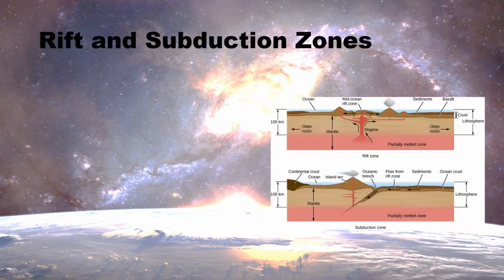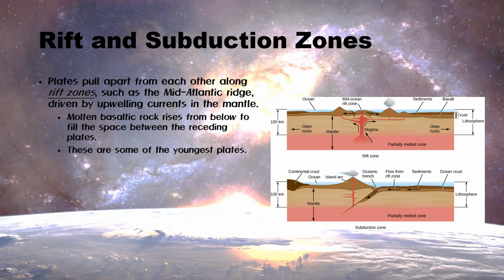And so, as we mentioned, these crusts are either pulling apart or they're coming together. One of the ways this happens is through rift and subduction zones. Plates that pull apart from each other happen along rift zones, such as the Mid-Atlantic Ridge, which is driven by upwelling currents in the mantle.